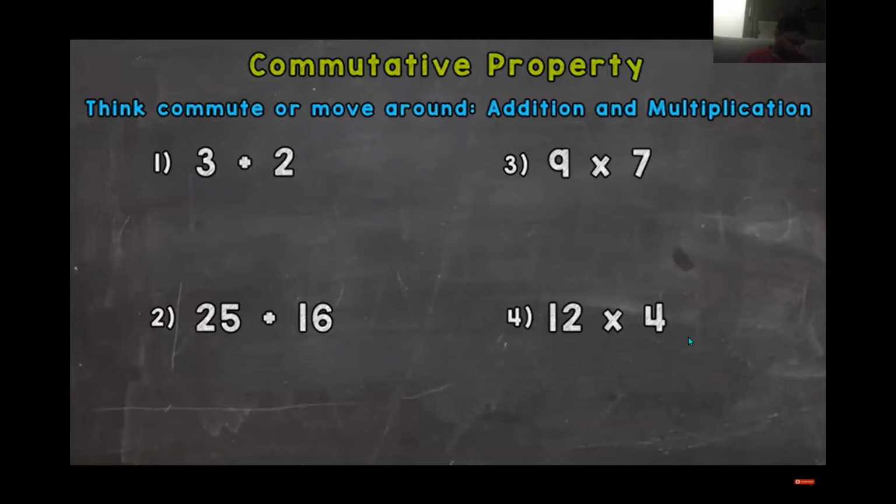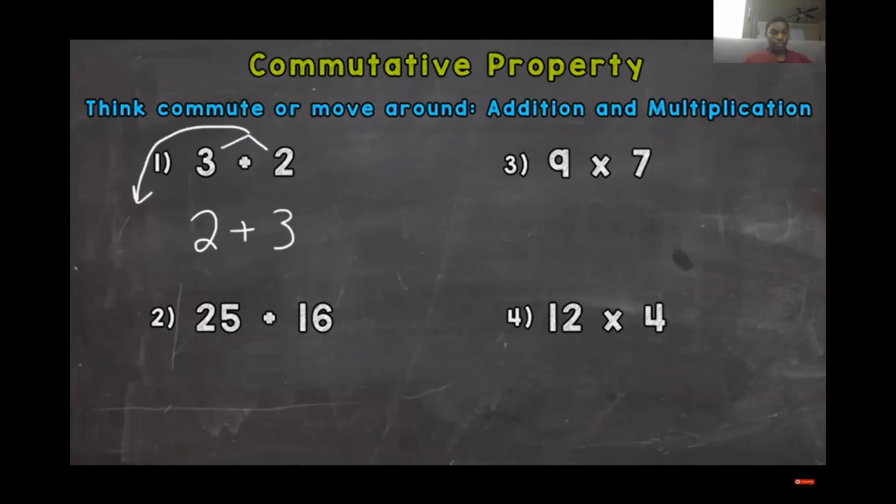So number 1 says 3 plus 2. And the commutative property states for addition that we can switch the order of those addends. Addends are the numbers that you add together to get a sum. I'll spell it over here.